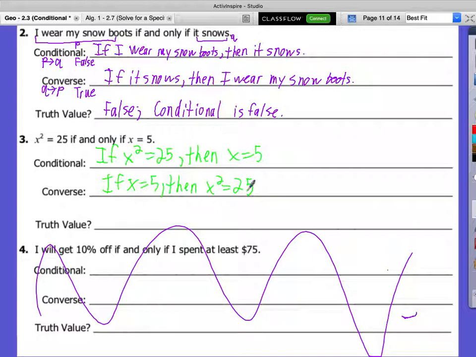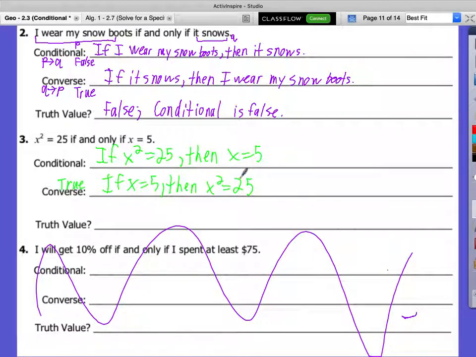So our converse is true, because if x does equal 5, if that first part is true, then x squared is equal to 25. It's not asking if x is 6. This is saying, if the first part is true, will the second part be true? Yeah, always.